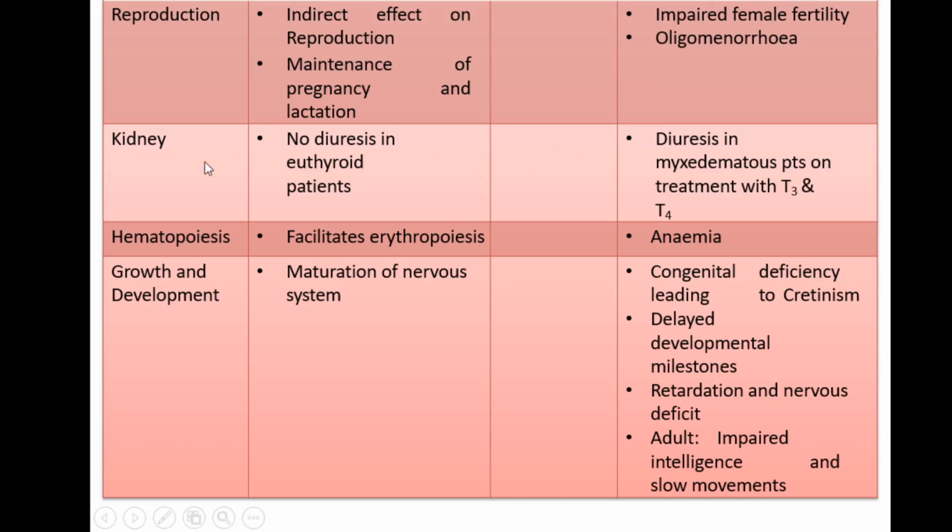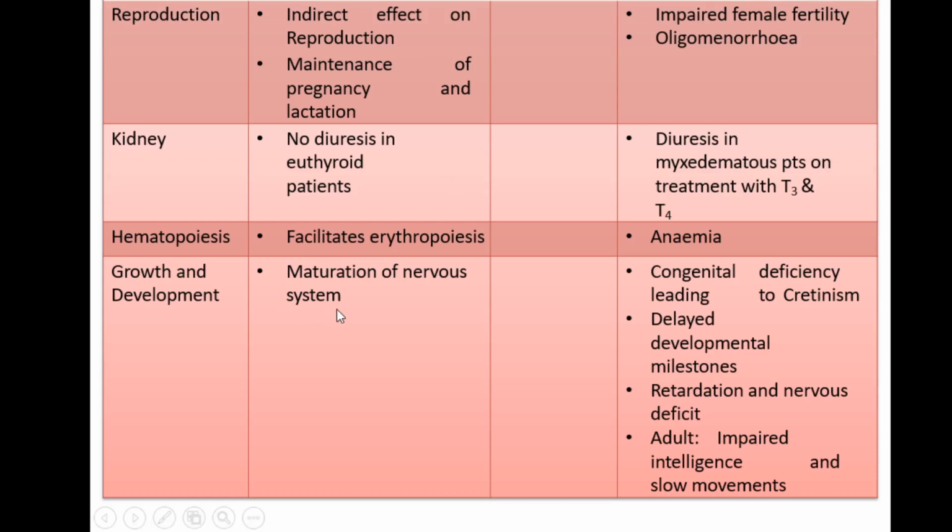Next, effect on the kidney. As such, normal T3 and T4 levels will cause no problem in urine formation. But in cases of hypothyroidism, they can lead to diuresis. Next, effect on blood formation, that is hematopoiesis. They facilitate erythropoiesis. So mainly patients who have anemia are prescribed these thyroid hormone medications. Next important effect of thyroid hormone is growth and development.